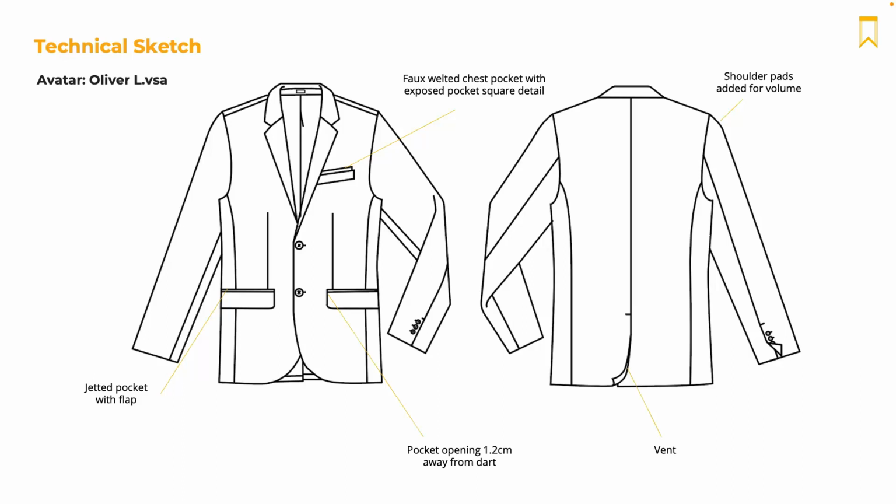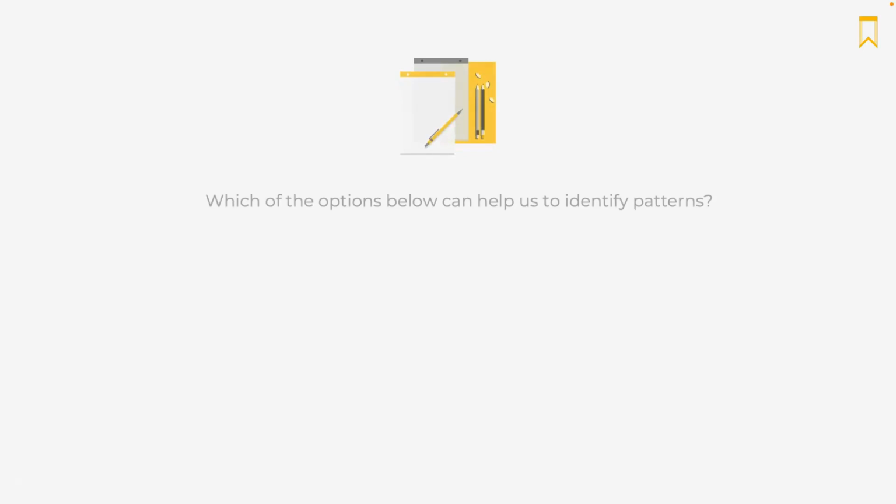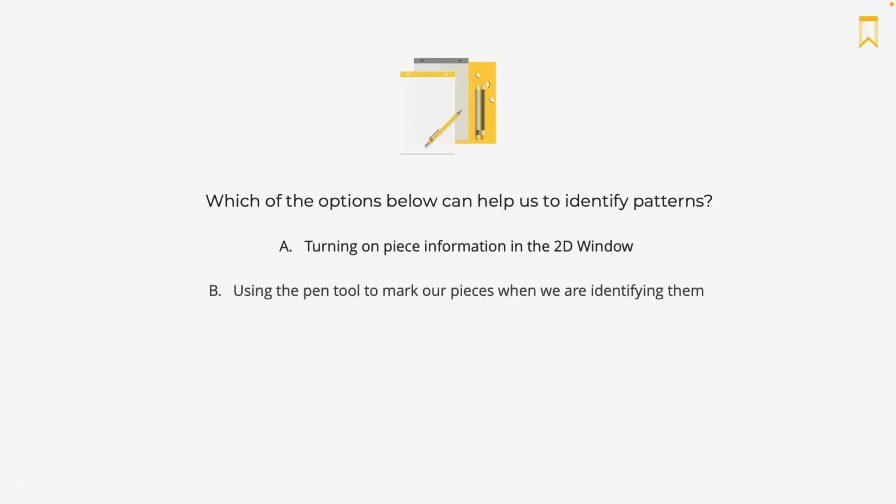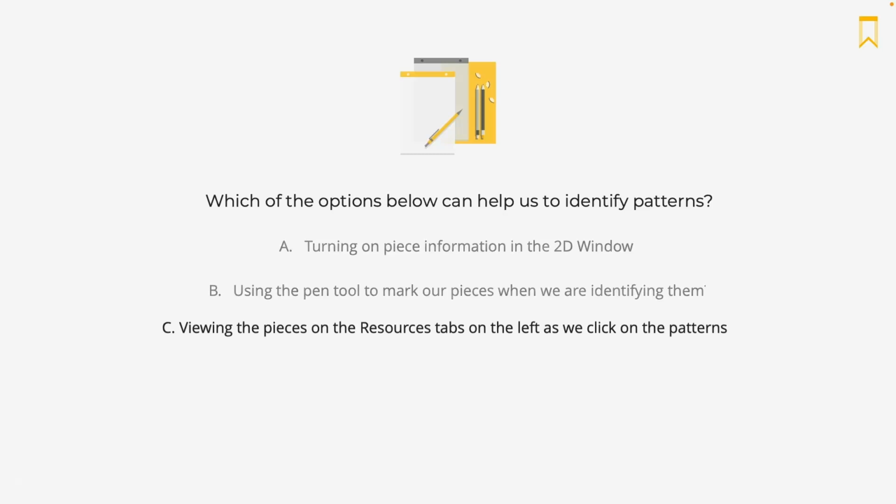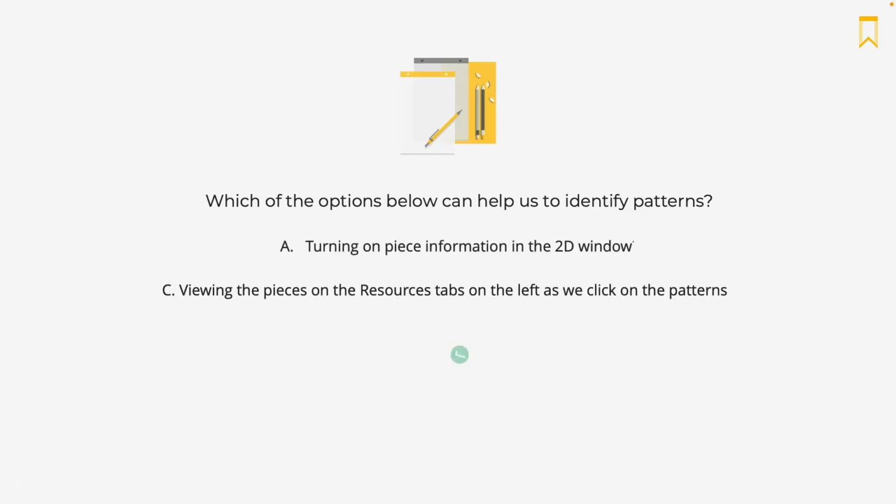Great! Now that we understand the design details of the garment, we should be able to identify the patterns better. Before we start, which of the options below can help to identify patterns? Is it A, turning on piece information in the 2D window, B, using the pen tool to mark our pieces when we are identifying them, or C, viewing the piece resources pane on the left as we click on the patterns? If you answered A and C, then you are correct.